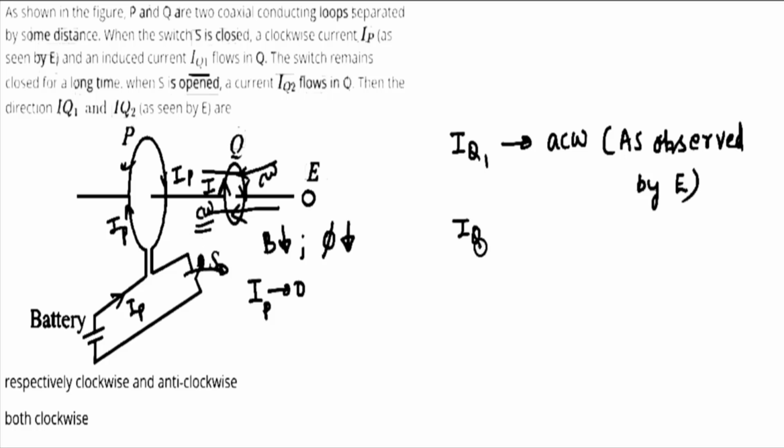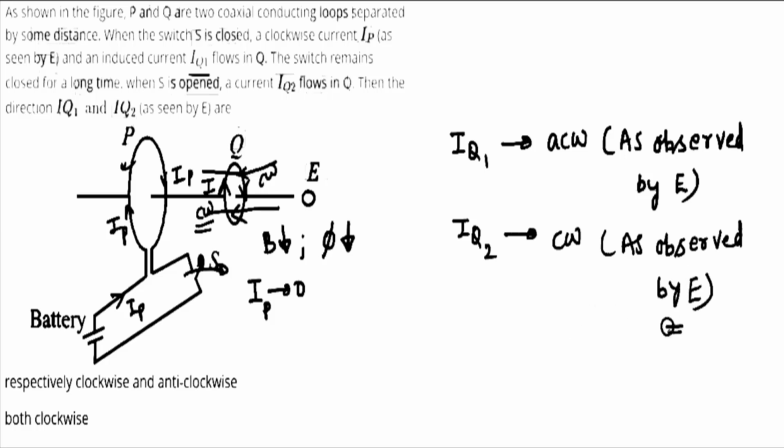The direction of current for the second case for coil Q will be clockwise, as observed by E. So that's the answer of this problem. So respectively anti-clockwise and clockwise, that is option D is the correct answer of this problem.